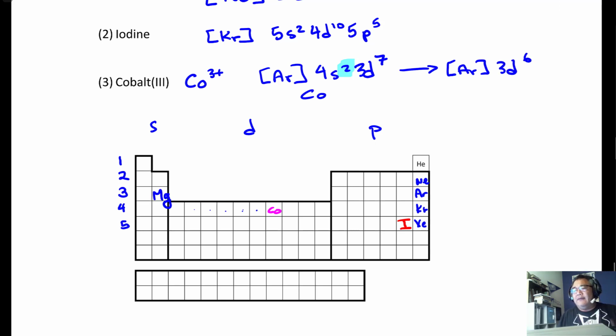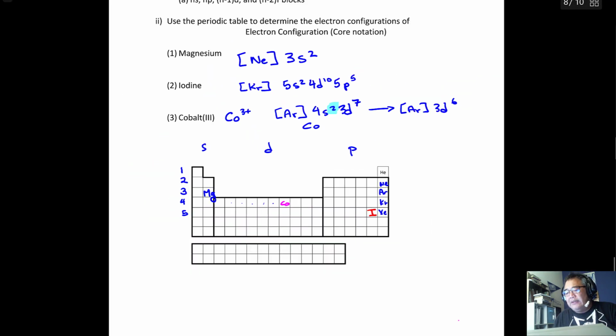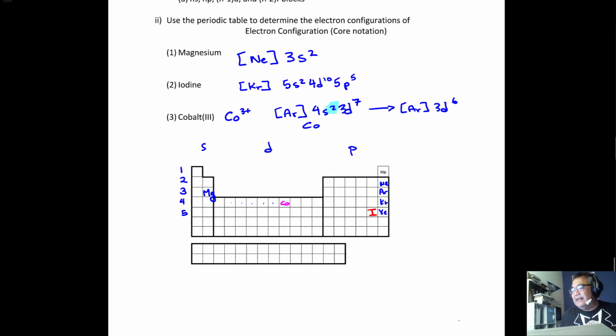Okay, so what we'll cover in the next segment is to talk about orbital diagrams and how we get orbital diagrams from the electron configurations.